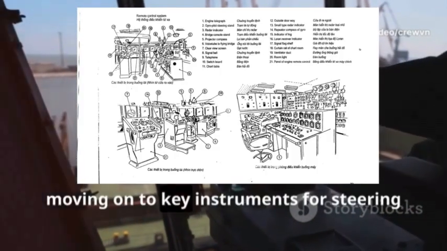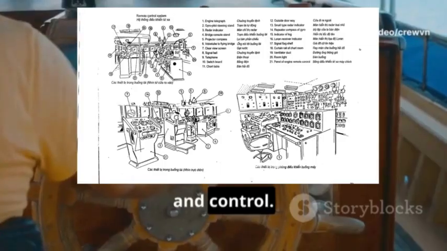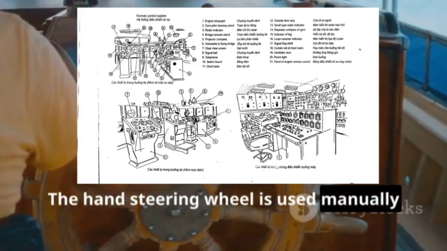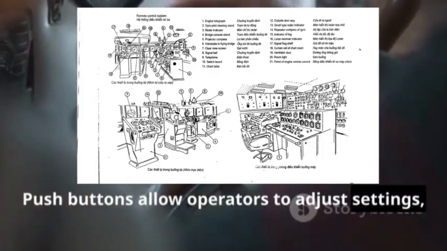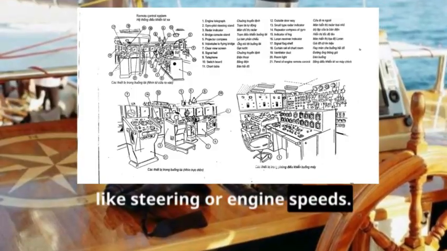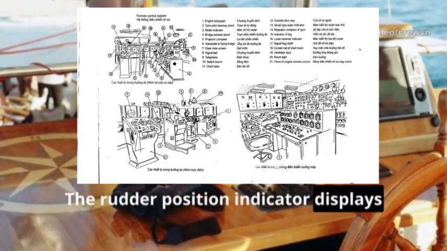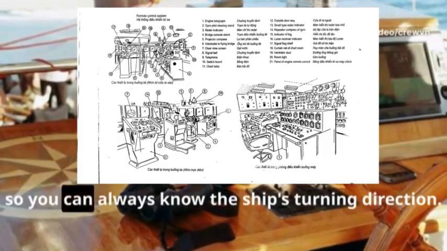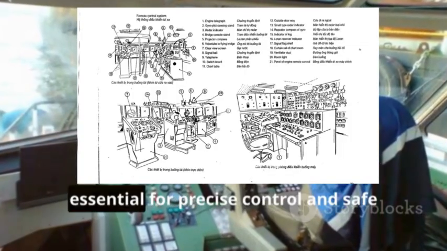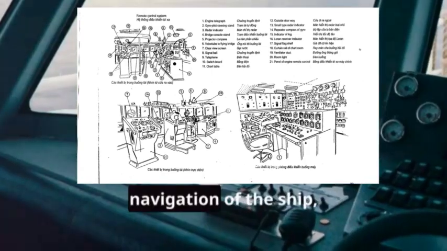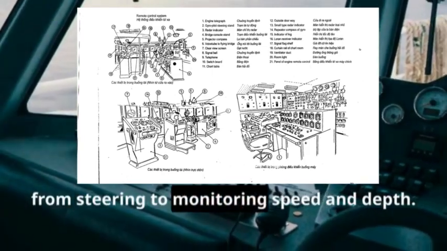Now, moving on to key instruments for steering and control. The hand steering wheel is used manually for steering the vessel. Push buttons allow operators to adjust settings like steering or engine speeds. The rudder position indicator displays the current angle of the rudder, so you can always know the ship's turning direction. These instruments are absolutely essential for precise control and safe navigation of the ship, from steering to monitoring speed and depth.